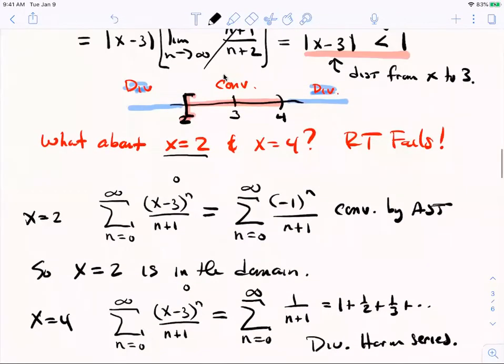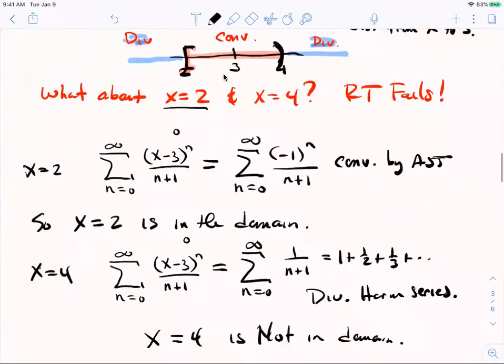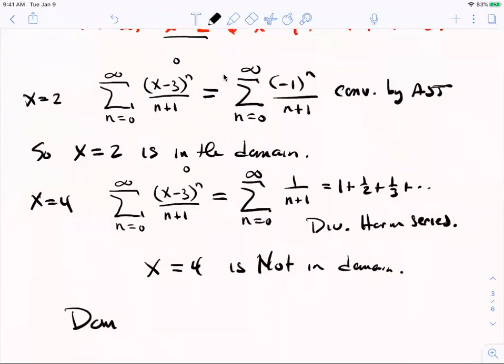So we've completely answered the question here. I'm just going to scroll back up to this picture, where x equals 4 should be a round parenthesis. The domain of this power series is the half-closed interval from 2 to 4, including 2, not including 4. You give me an x in that interval, this power series converges. You give me an x out of that interval, it diverges. Cool.